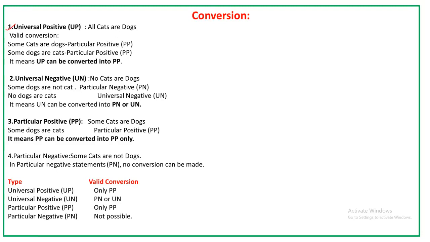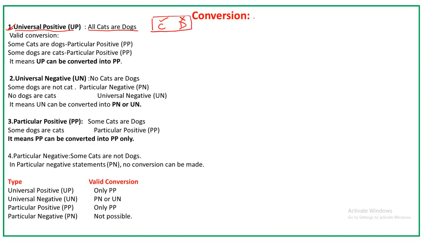So we'll look into the conversion of each of the following sorts of statement. The first statement is the universal positive statement, for example, let's take "all cats are dogs." So can I write "all cats are dogs" in this form? Because in the previous slide we have seen how to denote crosses and ticks. Now what can be further conversion?